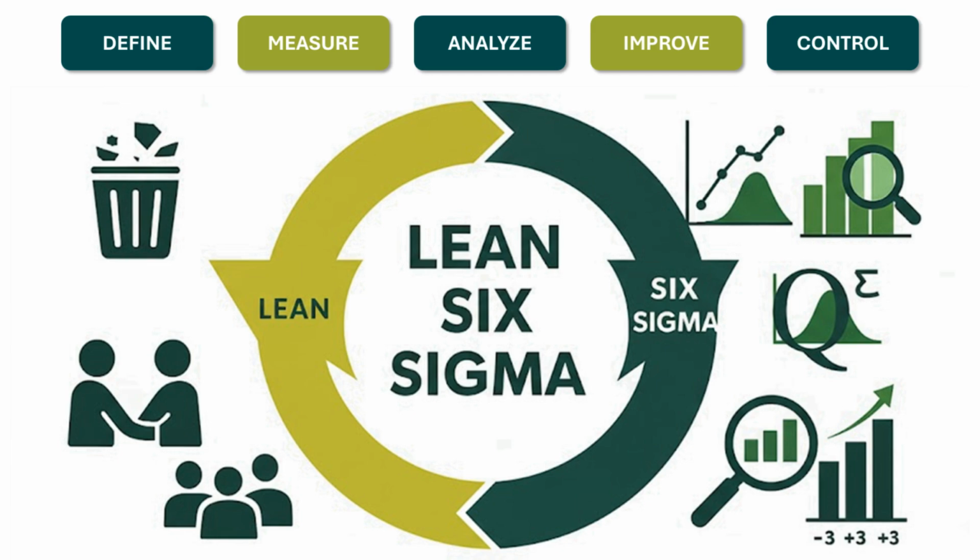This video introduces Lean Six Sigma, a methodology for process improvement. It combines Lean principles, which focus on reducing waste, with Six Sigma, which aims to minimize defects and variations. This integrated approach helps organizations achieve greater efficiency and quality.